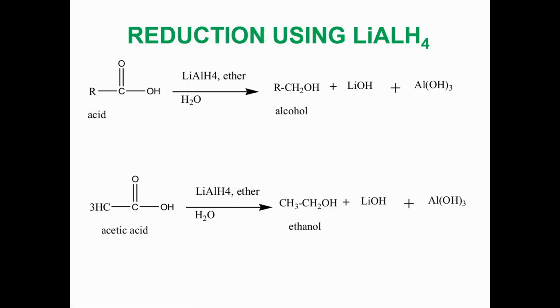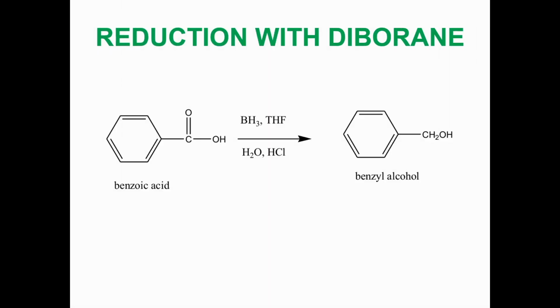Like said in the previous slide, in reduction of carboxyl functional group, I cannot use sodium borohydride, I cannot use hydrogen in nickel, palladium, platinum. I can only use lithium aluminum tetrahydride. I can also use borane. In that case, my acid is going to revert to alcohol. Reduction can also be done using borane, which is BH3 in tetrahydrofuran as a solvent under acid hydrolysis. This carboxylic acid, which is benzoic acid, can form benzyl alcohol. So my benzoic acid can form alcohol using borane as a reducing agent.